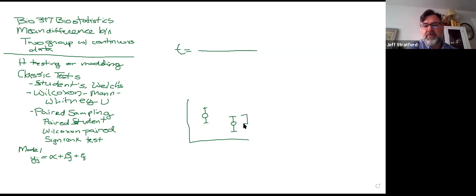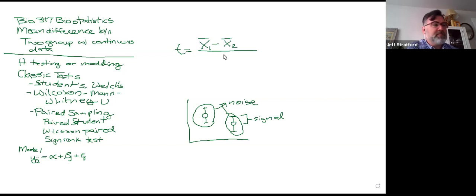So what we're going to look at is a signal, which is the difference in the means, because we're interested in the mean effect. And then the noise is the cloud. Very intuitively, this is how you should think about the t-test. The signal is the difference between the means, so the average of x1 minus the average of x2. And t will be larger when this difference is larger, but we have to account for the variation.